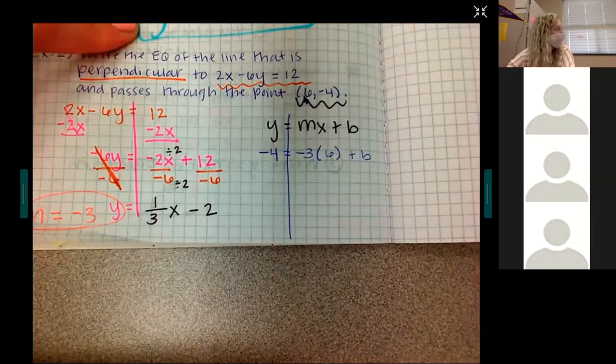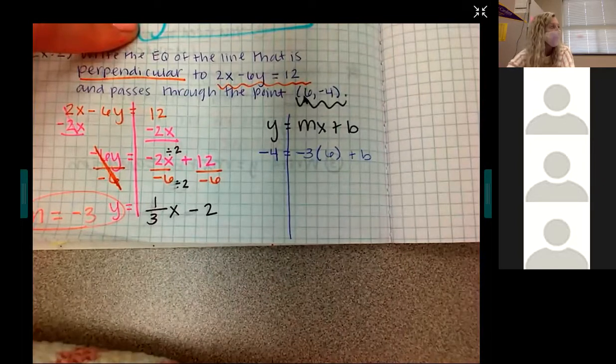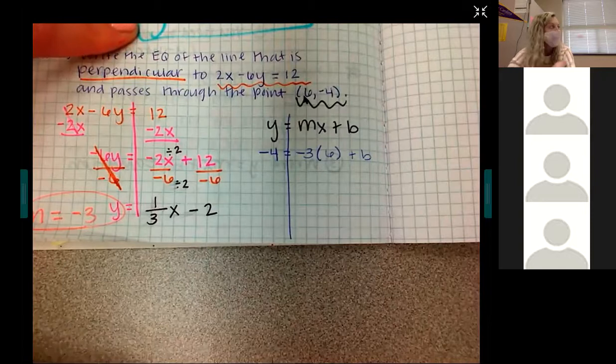Am I losing anybody? These aren't that hard. They're just a lot of steps. That's why I didn't give you that many of them. There's only 2 of these on the homework. The other stuff on the homework is the same stuff from yesterday.